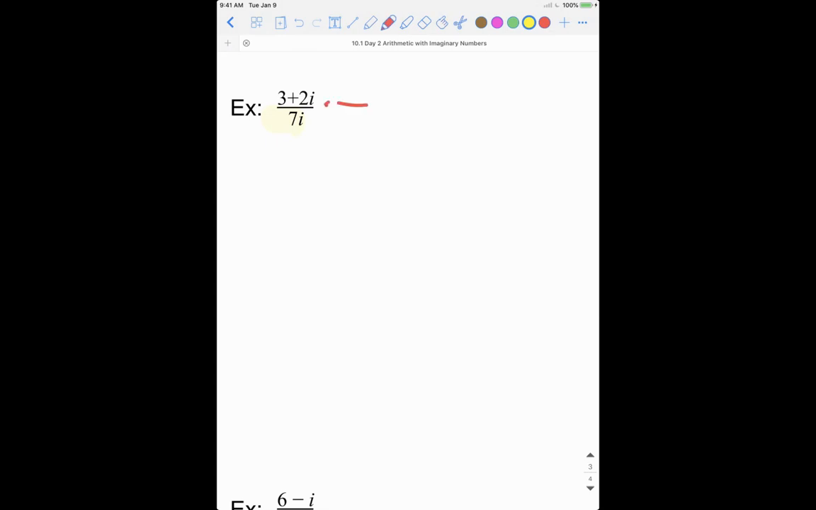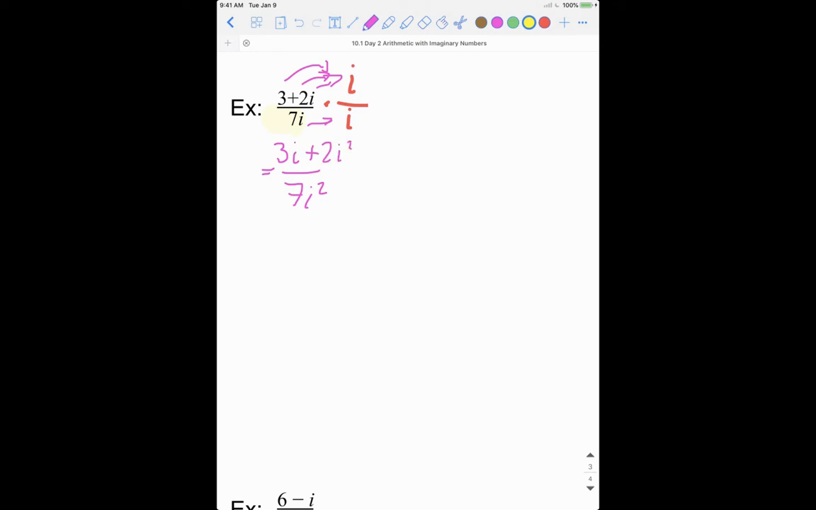So if we go ahead and multiply by i, hopefully you recall whatever you do on the bottom, you've got to do on the top. So if we multiply by i on the bottom, you've got to multiply by i on the top. Now multiplying fractions, we go straight across. 7i times i gets us to 7i squared. And on the top, we have to multiply both things by i, 3 times i and 2i times i. So we get 3i plus 2i squared.